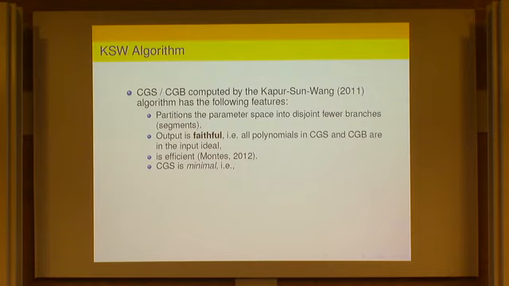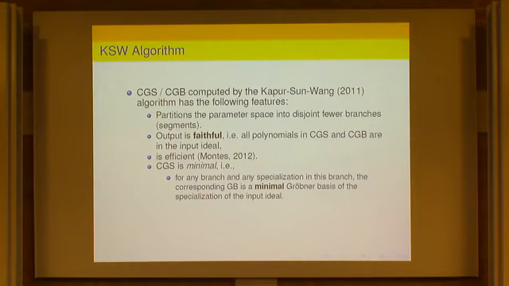I see, okay, yeah. So everything is empirical here. But things work, in the sense you can get results, and I'll show you some tables. And another nice thing is the CGS is minimal. The Groebner system is minimal, and I'll explain why that is. It's reduced also. For any branch, the corresponding Groebner basis specialized in this branch is the reduced Groebner basis.